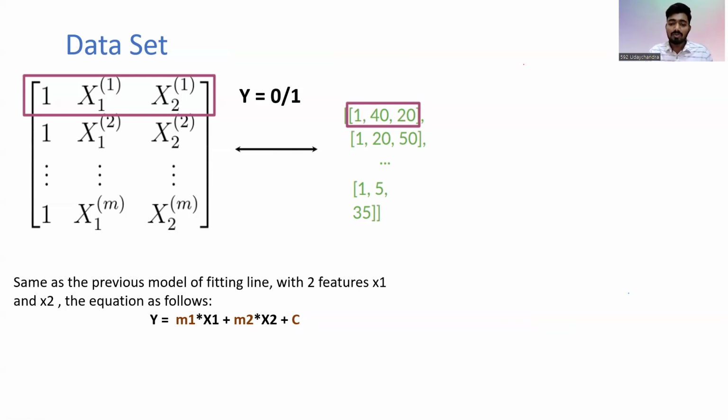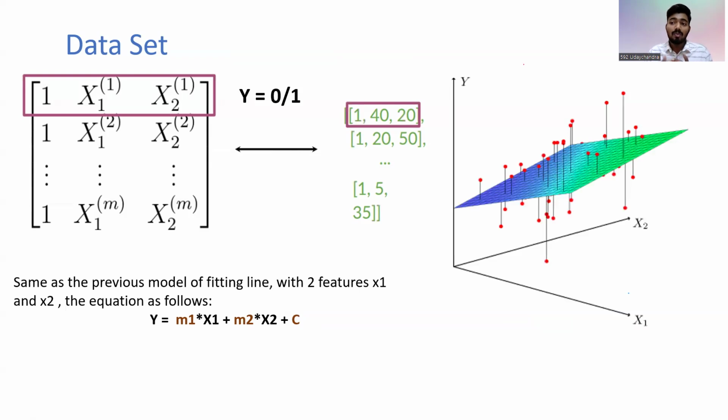But how does the model look now? Previously it was a line, right? Now it is a plane. Previously we had only one parameter, so we were fitting a line. But now we have two parameters, so we need to fit a plane. You can see in this example we are fitting a plane equation to my data points. My x1 and x2 are the positive and negative feedbacks, and my y value is either 0 or 1. Based on that, I'm fitting a plane equation to my data.